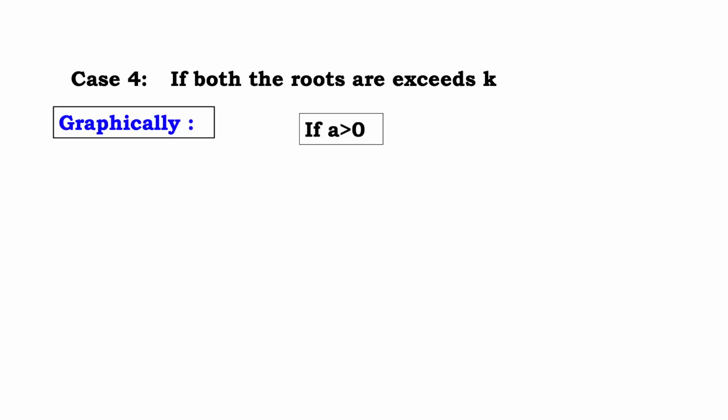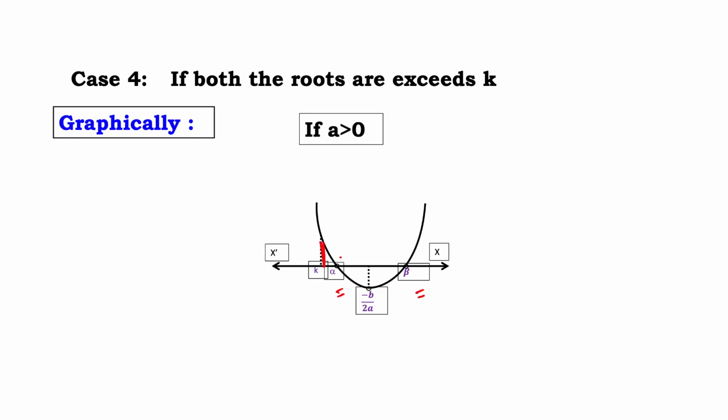We are saying both the roots are greater than some value k, right? So if this is the parabola, this will intersect the x-axis at alpha and beta, and now we have a value k. So there is a value k, both the roots alpha and beta must be greater than k, then we have to find the condition. Very simple, you only have to concentrate on the graph, right?